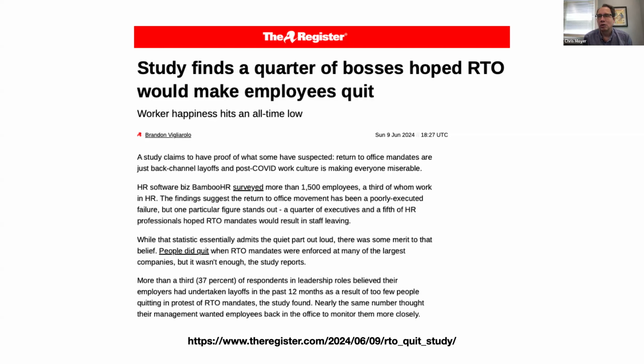So for some significant percentage of companies who've been trying to force RTO, this was a calculated move trying to get people to quit. So for those of you who quit, you played right into their hands. You should have held out because they would have laid you off anyway, and then you would have gotten some money for it.